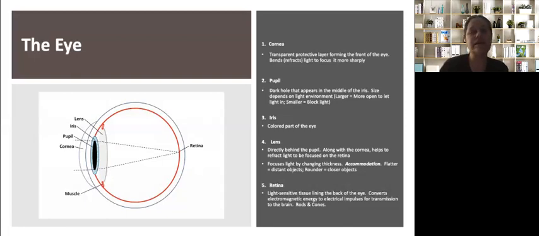The retina consists of a thin layer of nerve cells, so it's at the back of the eye here. And these nerve cells are made up of two kinds of light sensitive receptor cells. They're made up of rods and cones. So there are nerve cells on the back of that retina, and those nerve cells are made up of rods and cones.